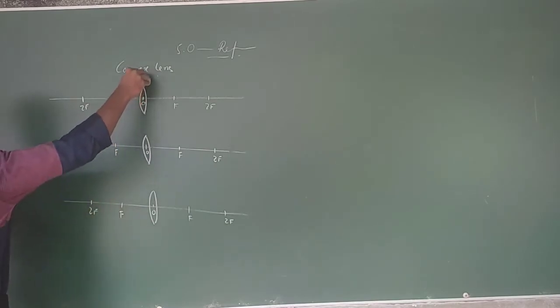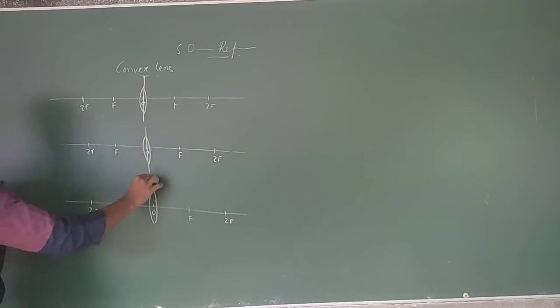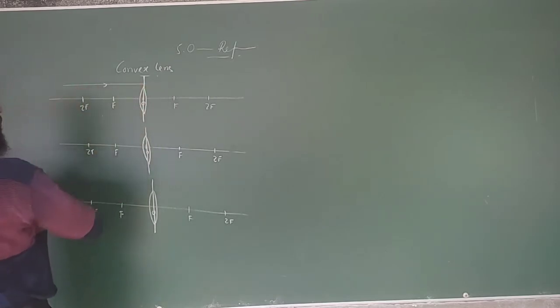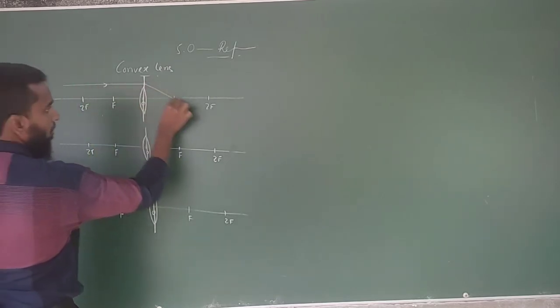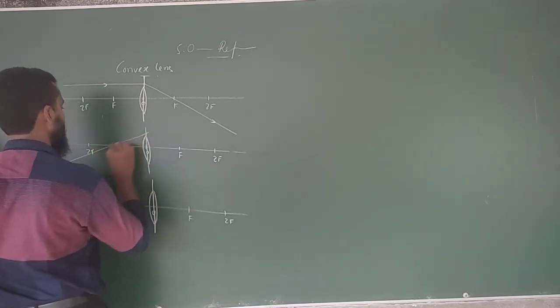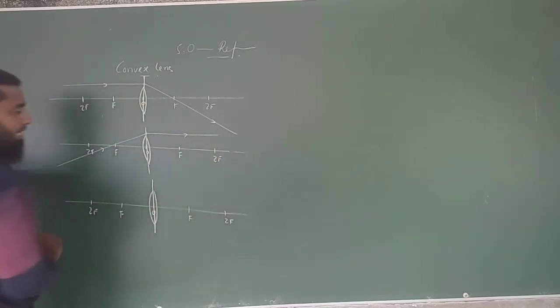Now the first ray diagram. For the ray diagram, I'll put the y-axis here to draw easily. The ray which is coming parallel to the principal axis, how is it going to go? It will go through the focus. That is the first basic ray diagram. The ray which is coming parallel to the principal axis will go through the focus. The ray which is coming through the focus always goes parallel to the principal axis.